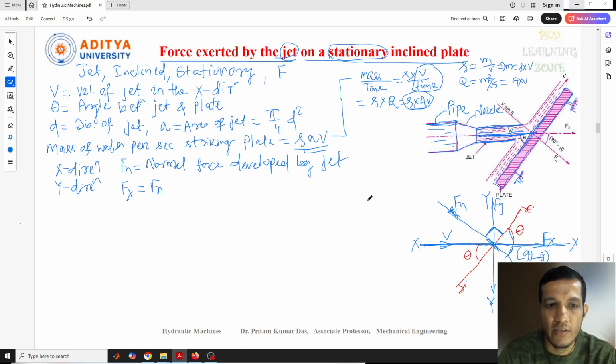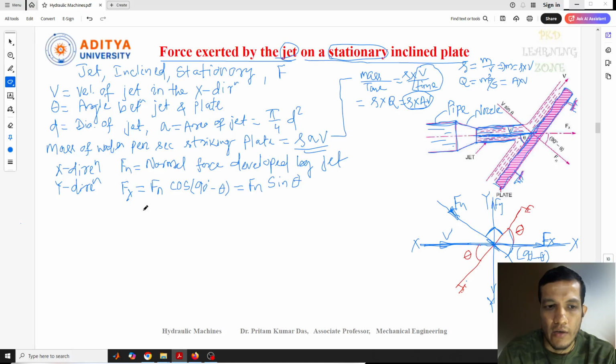So this angle will be resolved in the x direction, that will be written, this is nothing but cos theta. So cos, this is 90 minus theta. So cos 90 minus theta is nothing but, we can write this is Fn sin theta.